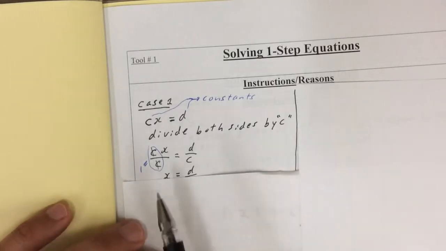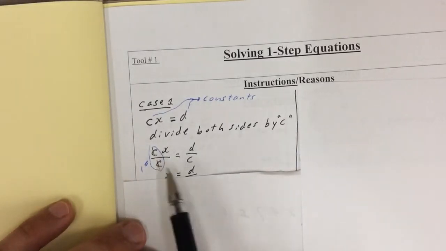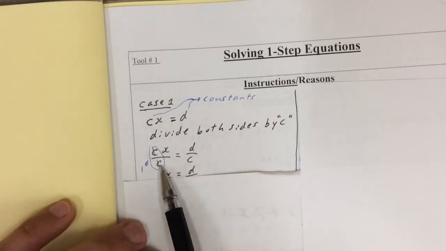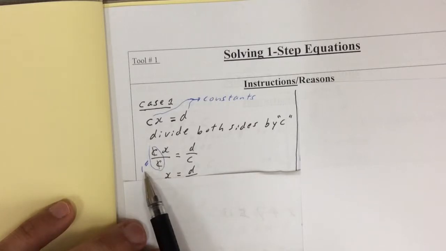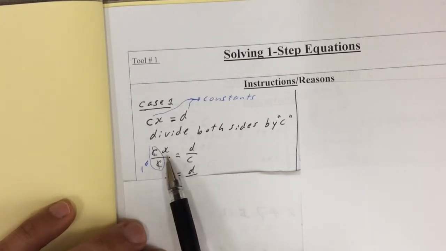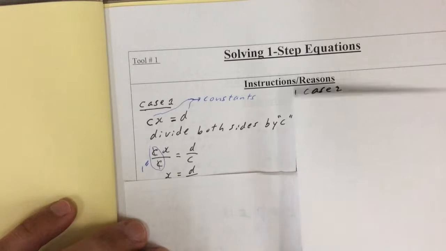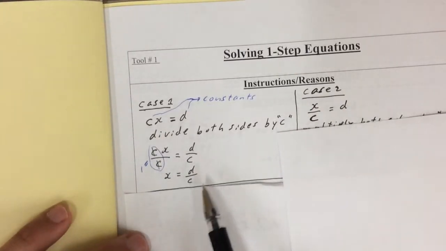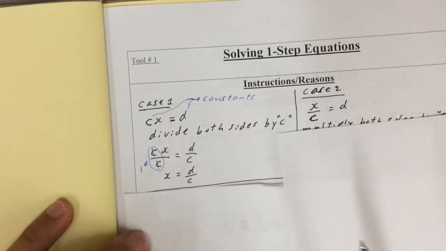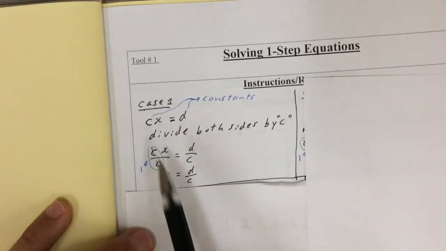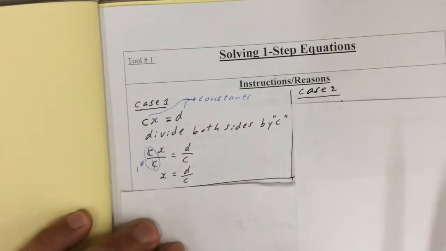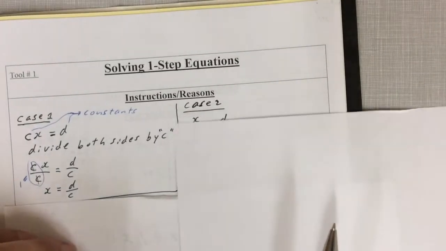And when you do, okay, so divide by c on both sides, you can cancel out the c's, because c divided by c is 1. So it's basically like writing 1x, and 1x is just x. So in this case, when you've got something that looks like cx equals d, x equals d over c. Okay? And you need to show these steps. Case 2, let's take a look at that.